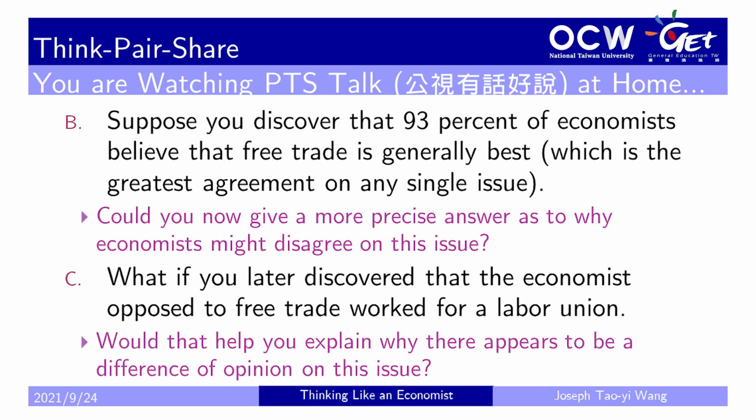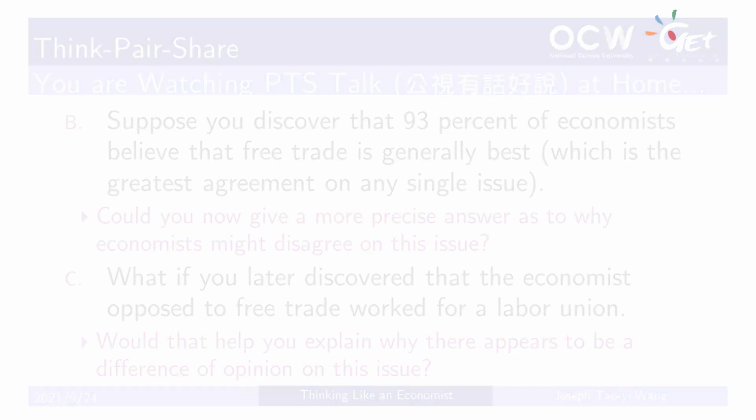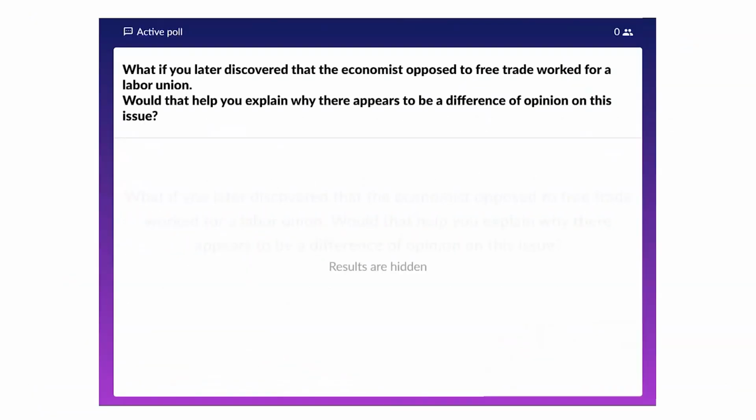So now the data has shown that 93% of economists agree on free trade. Okay, so if you discover that the economist on TV who's opposed to free trade worked for a labor union, would that help you explain why there appears to be a difference in opinion? Or more precisely, why would an economist who's working for a labor union be opposed to free trade? The answers are coming in, so let's just show it.